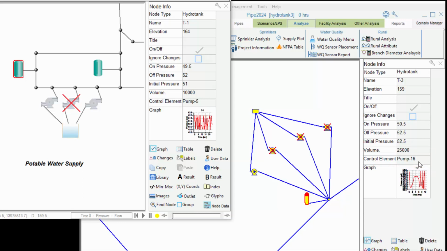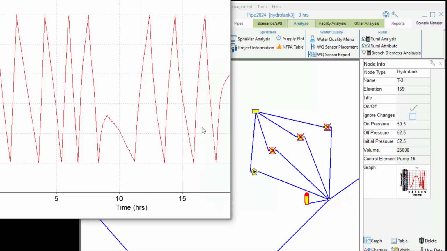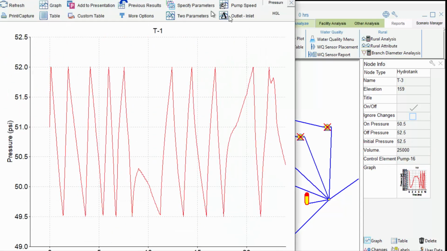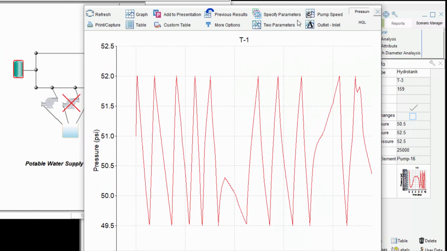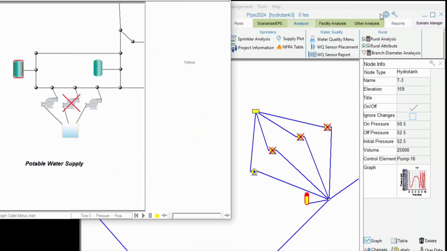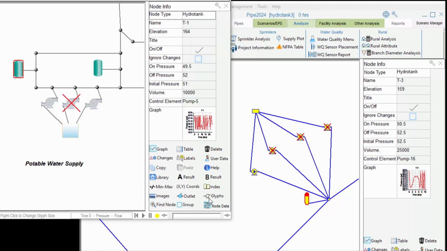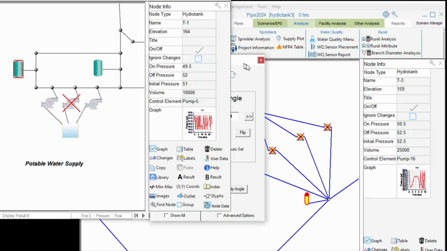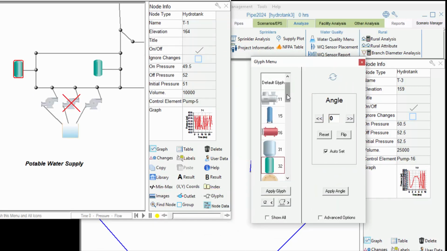When we run an extended period simulation, or an analysis over time, we can see the tank cycling between its pressure switch settings. We can apply different symbols to the hydropneumatic tank and to other elements in the model.